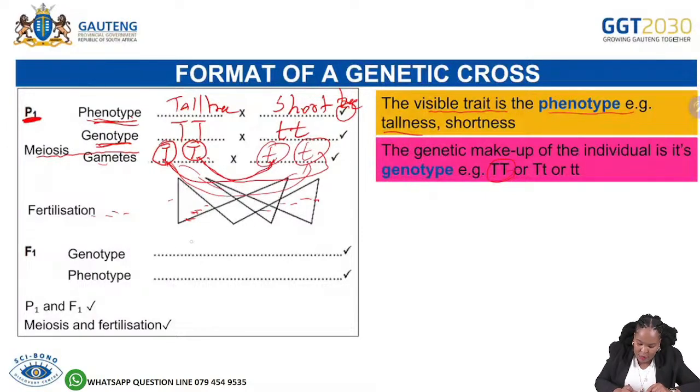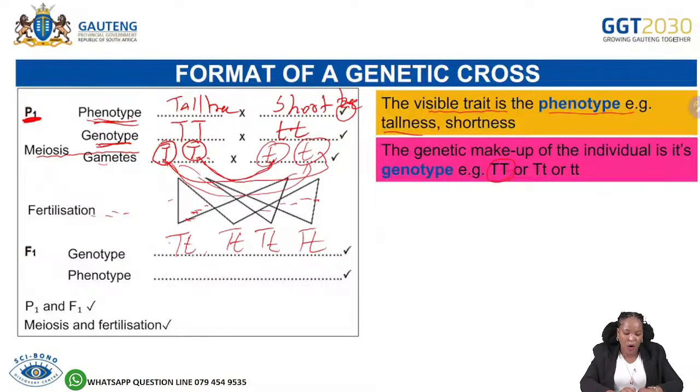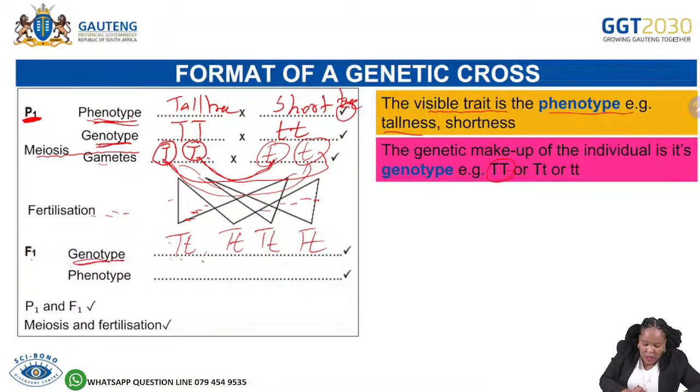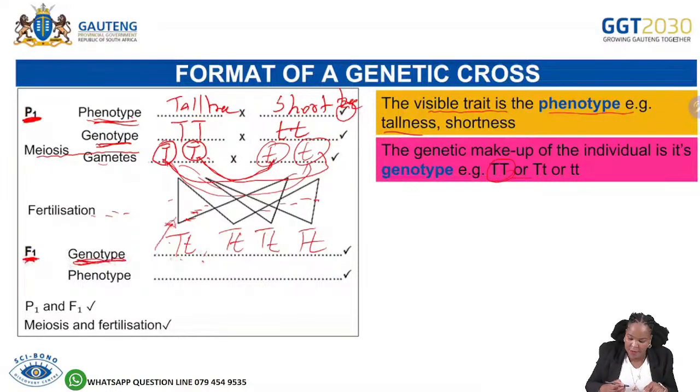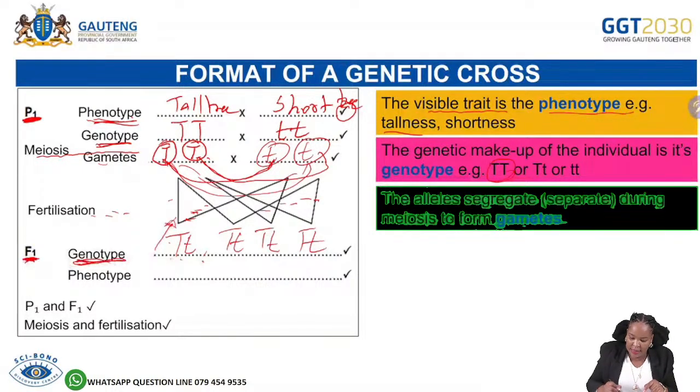What do you get as results? Because it's so easy here. You get big T with small t, big T with small t, big T with small t, big T with small t. So you see now you have given us the genotype. But whose genotype is this? It is the genotype of the F1. You write F1 here. What is F1? F1 is now your offspring, your first filial generation. So it is your offspring. With the offspring, you must tell us first what is their genetic makeup, because the genetic makeup comes from this fertilization.